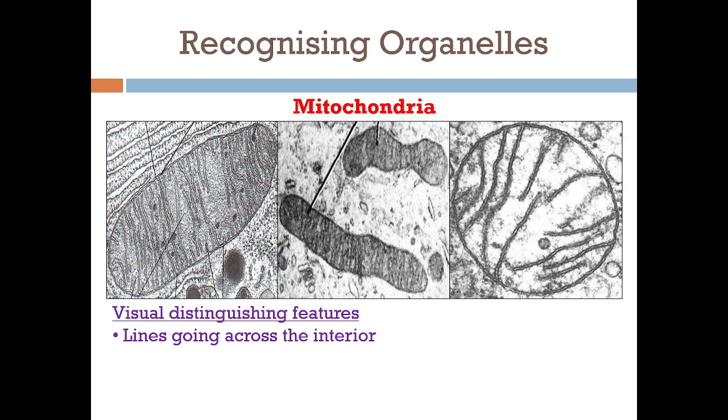So the lines would be the folding of the inner membrane, or the cristae, and if you can see such lines going across the organelle, then quite confidently you can identify that this is the mitochondria. So far, we have gone through nucleus and mitochondria.